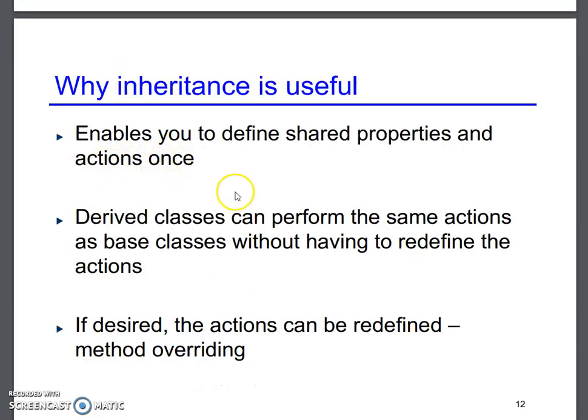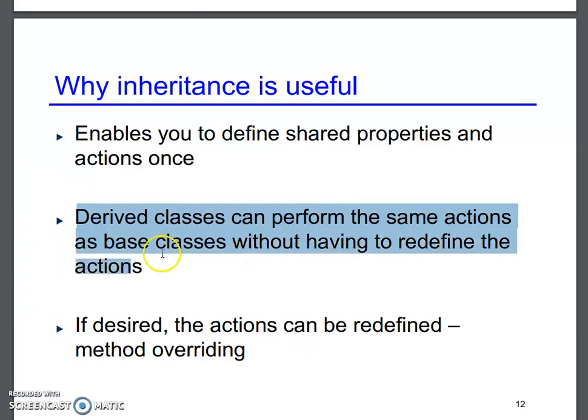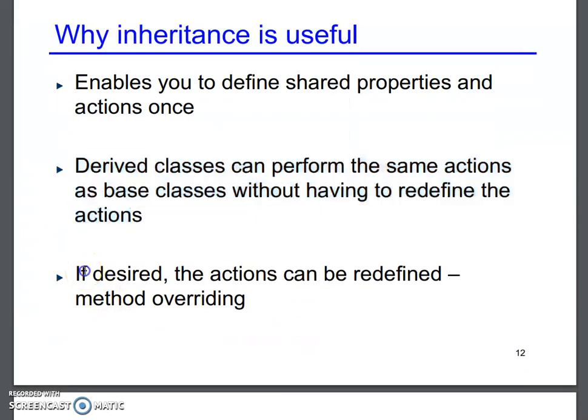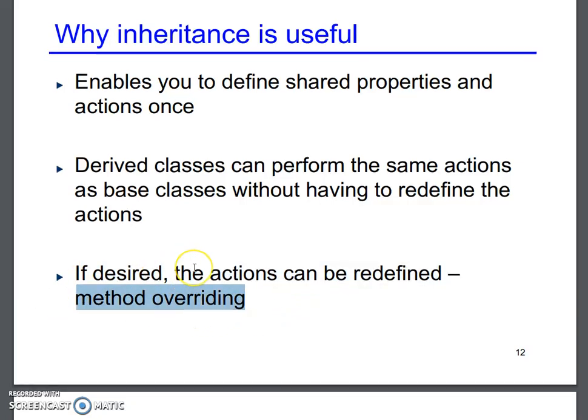So what are the benefits of inheritance? Well, it allows us to define shared properties and actions only once. So if your parent already defined that property or action, then the child class may not necessarily have to redefine it unless they want to. Also, derived classes can perform the same actions as the base class without having to redefine the actions. Basically, point one. And then, if desired, actions can be redefined. We'll call this method overriding. We'll get into it later.